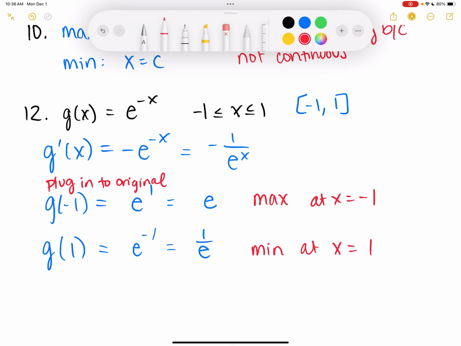This is why I think I like the other notes better. Where are they? Let me go back. Stuff is all out of order. Hold on.